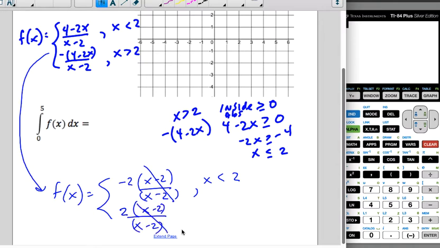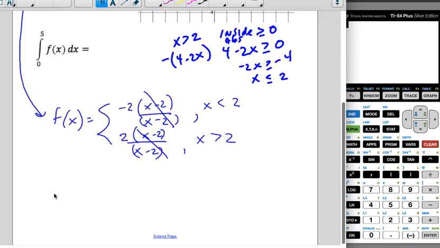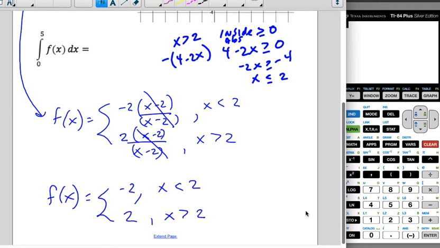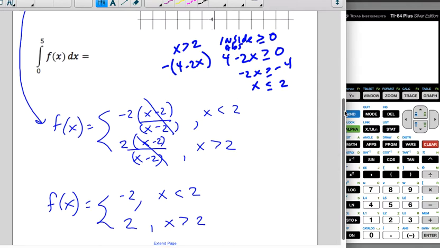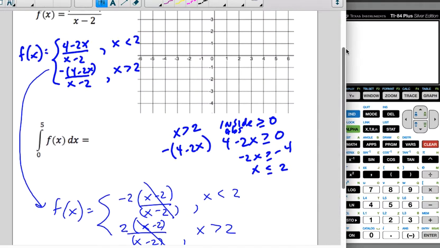So basically what's happening, and we've seen this graph before when we did limits, is that this piecewise function is behaving as two horizontal lines. It's behaving as negative 2 for x values less than 2, and it's behaving as 2 for x values greater than 2, right? That's what's happening here. And you can actually see that, right?